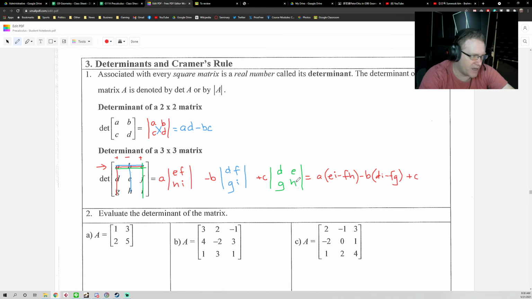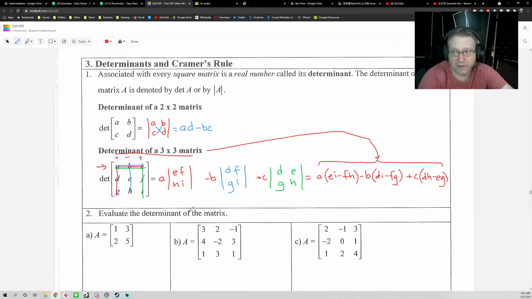Okay. And then finally, we have plus C. And we're going to go diagonal, diagonal. So we're going to find the determinant of this little matrix, which is D times H minus E times G. All right. And then this right here, this is all the determinant of the 3 by 3 matrix.